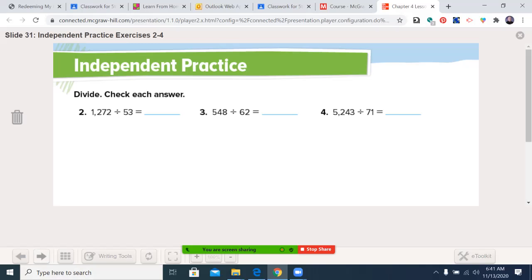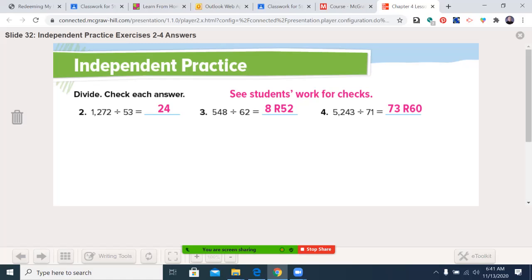All right, I'd like you to try numbers 2 and 4. As always, I want you to figure this on your paper or on a whiteboard. Well, after you've paused the video, and then come back here and unpause the video and check your answers. So go ahead and pause the video. I'll see you on the other side.